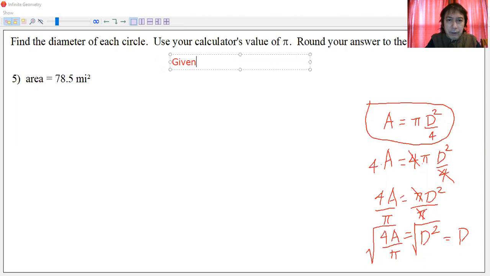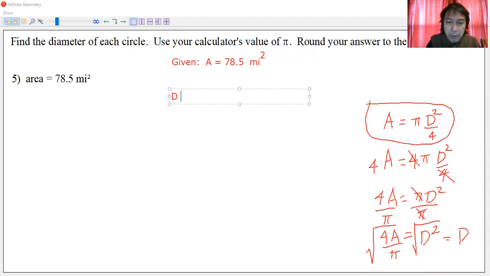We shall have the given data, which is area, 78.5 square miles. Okay, so this is the given there. All right, this is the given. All right, let's use the formula we just derived.